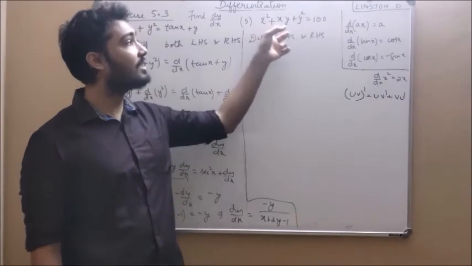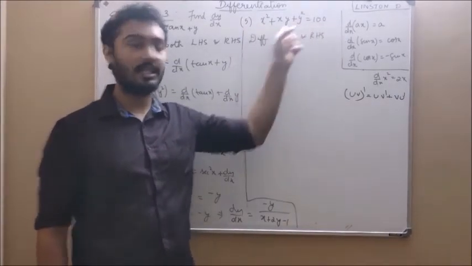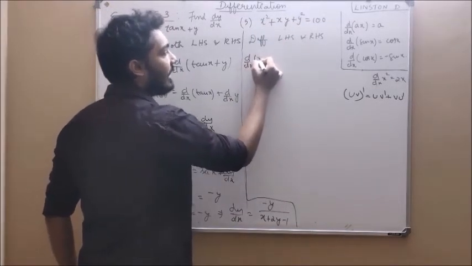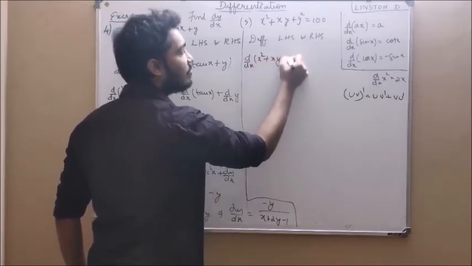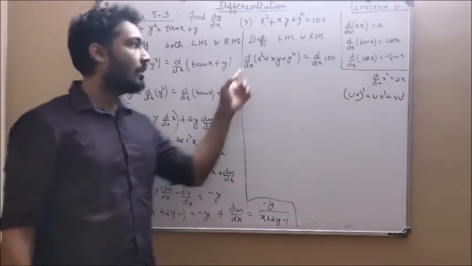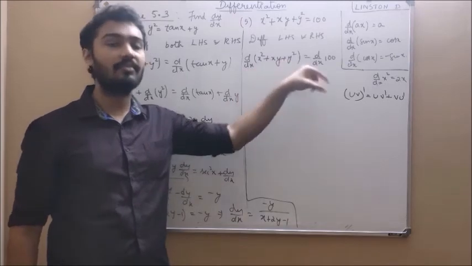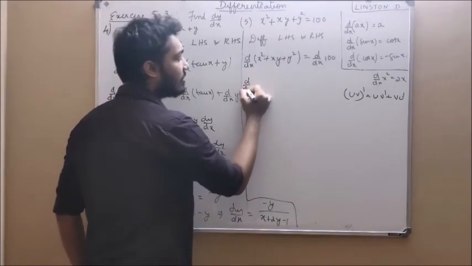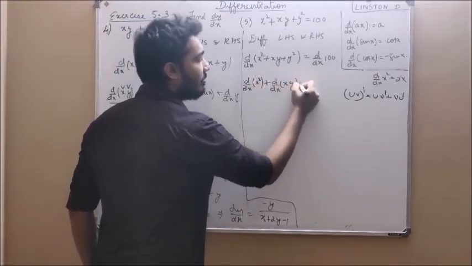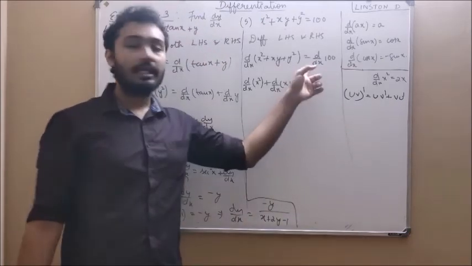Fifth question, x square plus xy plus y square equal to 100. So what is the rule? Differentiate both left hand side and right hand side. What you get? d by dx of x square plus xy plus y square equal to d by dx of 100. Now this is the sum, so differentiate this plus differentiation of this plus differentiation of this. So this is d by dx of x square plus d by dx of xy plus d by dx of y square equal to d by dx of 100.